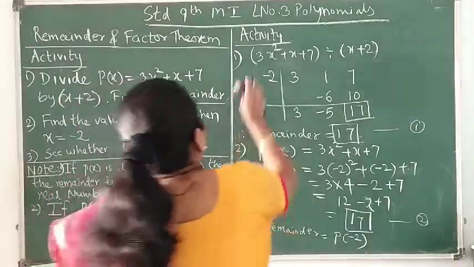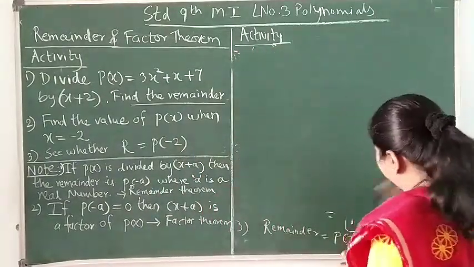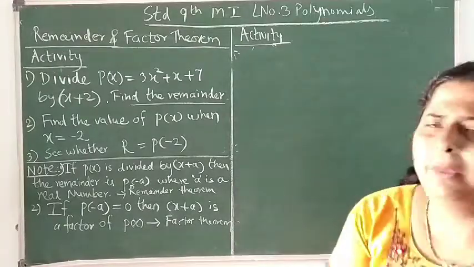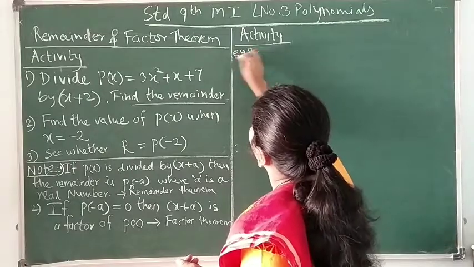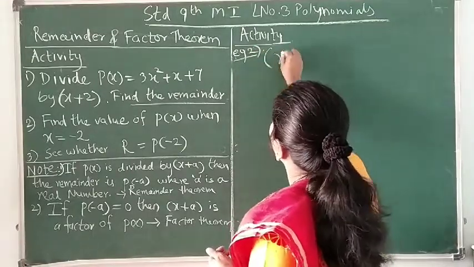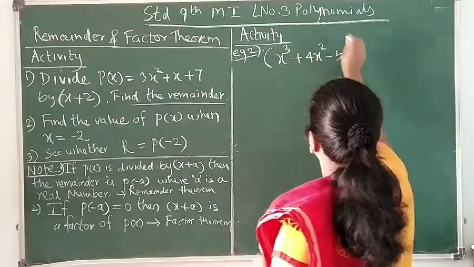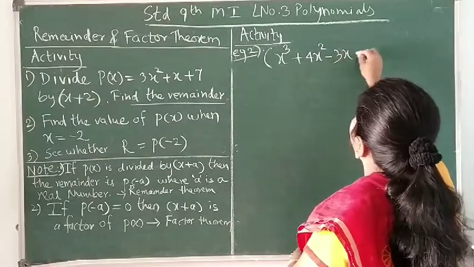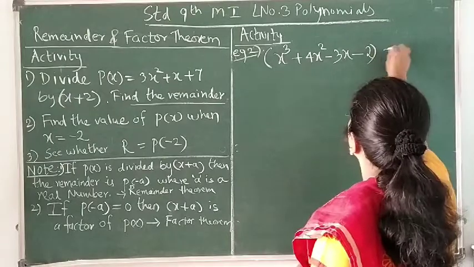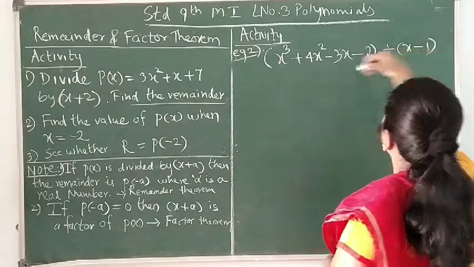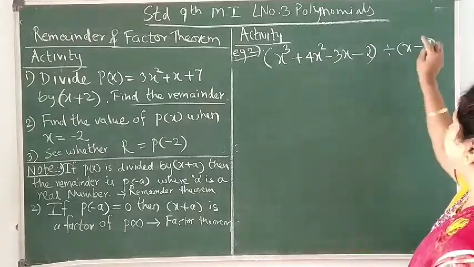Let me take one more example. If we follow the same activity for another one, let's see what we get. So let me take any polynomial. Suppose we are dividing x cube plus 4x square minus 3x minus 2 by x minus 1. Suppose this is a random polynomial I have taken, and here I have taken this divisor.